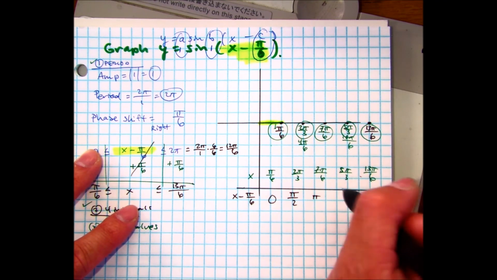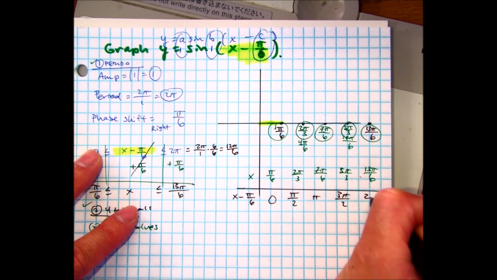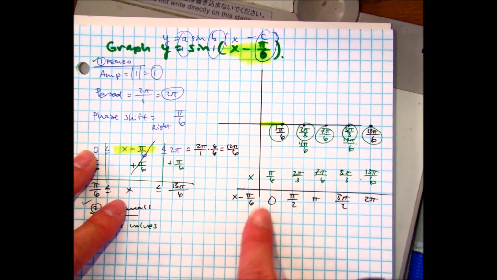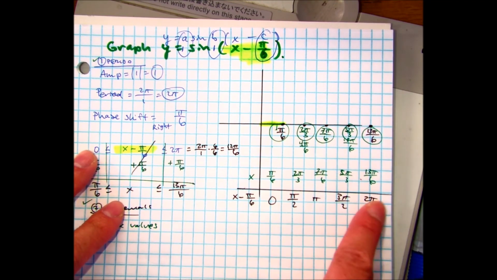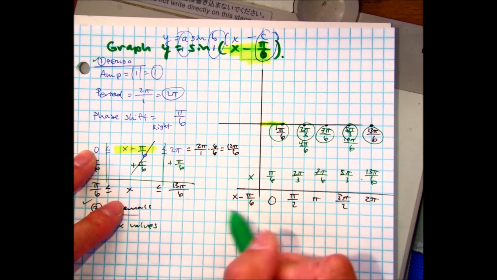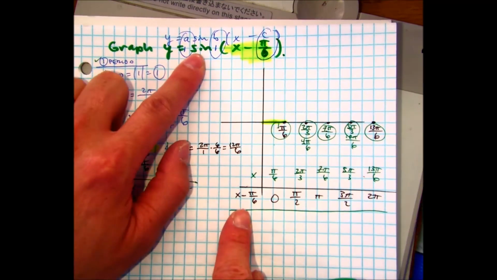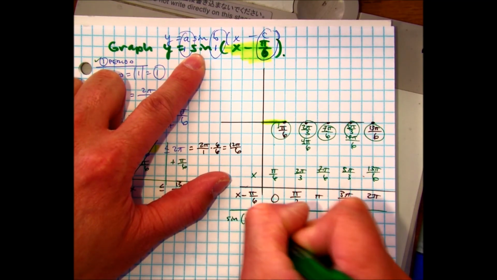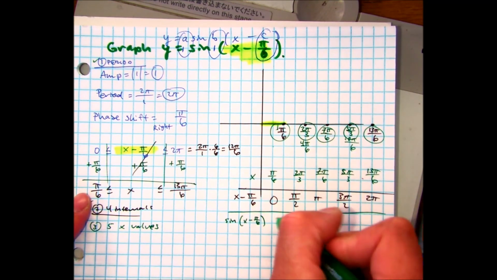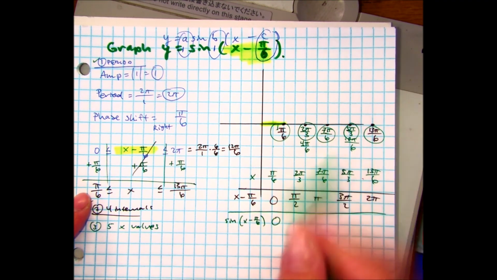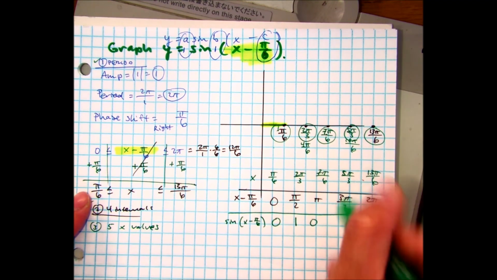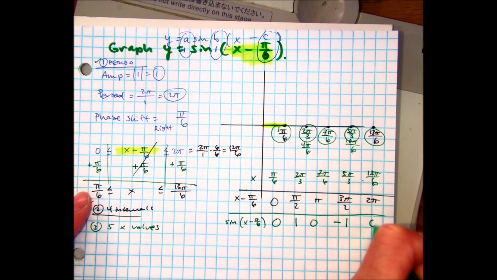Everyone say always quadrantals. You're always going to get these. That's how you know you're doing it right based on the method I'm teaching you guys. 13 minus 1 gives you 12 pi over 6. 12 pi over 6 is 2 pi. Okay, now I'm going to take the sine of that value. Sine at 0 is 0. Sine at pi over 2 is 1. Sine at pi is 0. Then -1, 0.